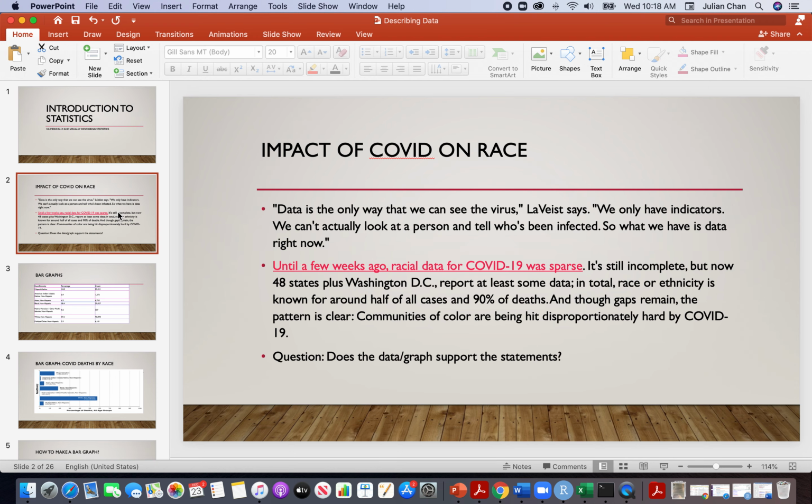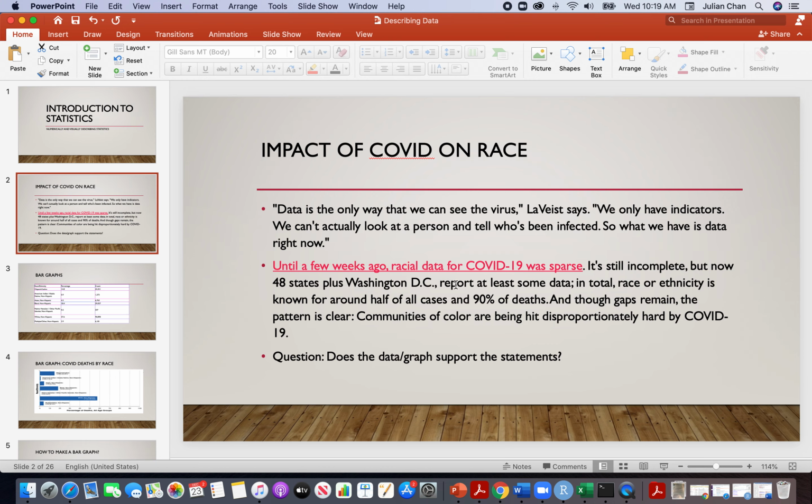this individual was talking about the impacts of COVID-19 on race, and it says data is the only way that we can see the virus. We have only indicators. We can't actually look at a person and tell who's been infected. So what we have is data right now. And this data that I have was obtained from the CDC.